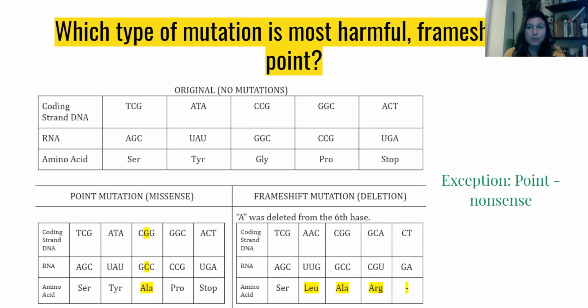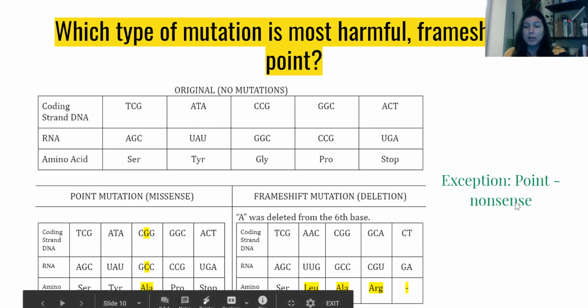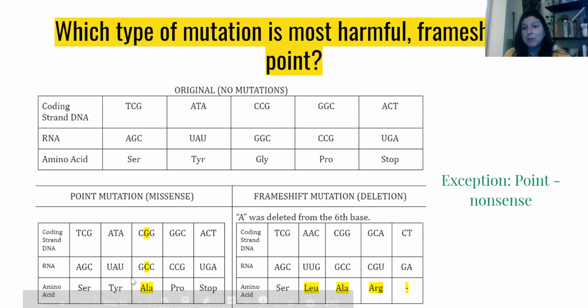Like I always say, it's never always this; there's an exception. If we were to have a point mutation that led to a nonsense mutation, so there was a random stop codon, that would be more harmful because it's only making a very small part of the protein and not even completing it. So an exception would be the point to nonsense mutation. But in general, the most harmful mutations are the frameshift mutations, because they move everything and they change many amino acids.